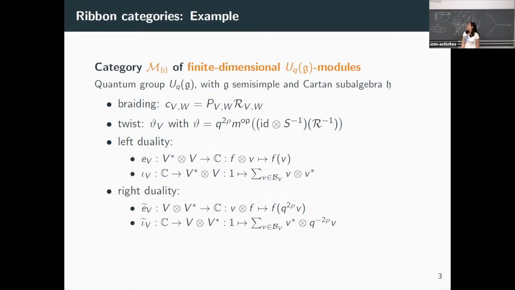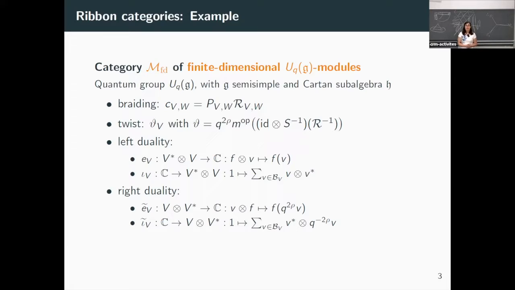This is simply the category of all finite-dimensional representations of a quantum group UQG. We'll fix UQG to be any quantum group with G a semi-simple algebra, and we fix H to be a Cartan subalgebra inside G. So what do we have in this case? Then we can take our braiding to be simply the action of the universal R matrix together with B, which is just a flip automorphism, sending A tensor B to B tensor A.